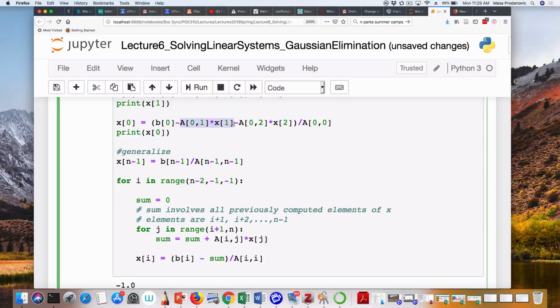Do we see a pattern? So for my x of j, I have a of I, j times x of j. Then my j changes. So this is still j, but this is still a of I, j, x of j. So keep adding as many as I have of those. That's it.